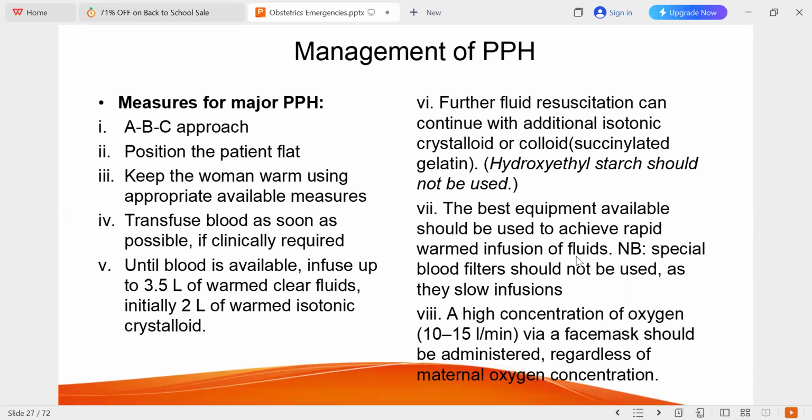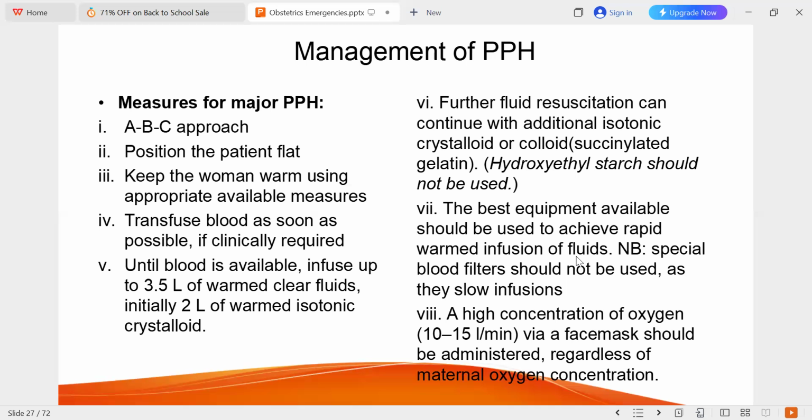Position the patient flat, and keep her warm using appropriate available measures. This is important because hypothermia can actually worsen coagulopathy in a patient that is bleeding. You want to transfuse blood as soon as possible, and that is why clear communication with the multidisciplinary team comes in. I remember a lot of times, in those days, how we used to run between the blood bank and the theater, trying to get as much blood as we could.